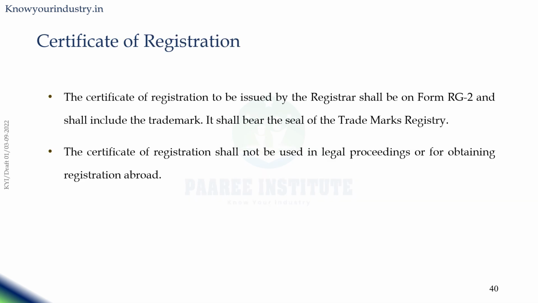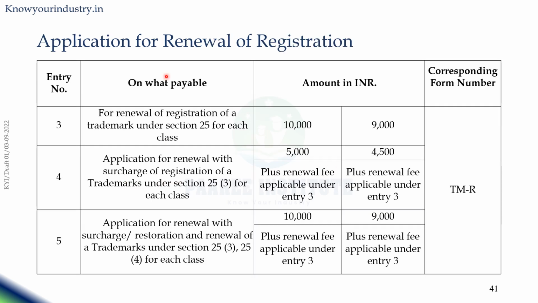Once the trademark is accepted for registration, the certificate of registration to be issued by the registrar shall be on Form RG-2 and shall include the trademark. It shall bear the seal of the trademark registry. The certificate of registration shall not be used in legal proceedings or for obtaining registration abroad.